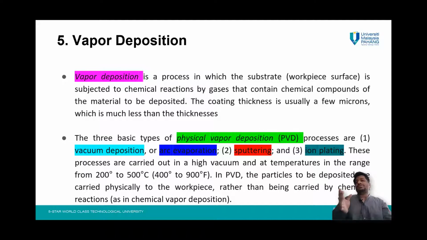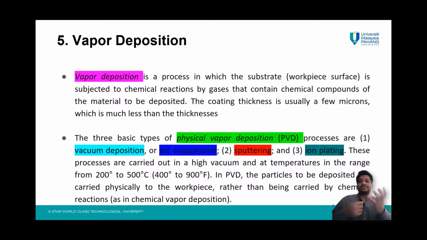In physical vapor deposition, we've got three types. Number one is vacuum deposition or arc evaporation. Number two is sputtering, and number three is ion plating. All of these processes are carried out at high vacuum, and at temperatures in the range of 200 to 500 degrees centigrade.